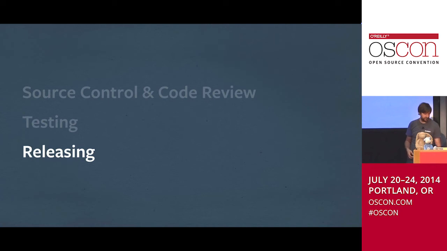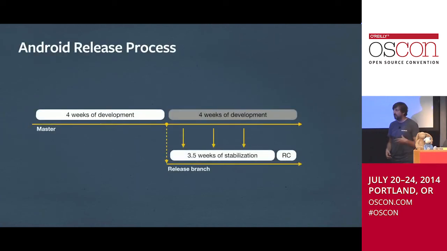So, releasing. On the web, we release twice a day. We do a major push once a week, but every day, twice a day, we push. We can't move that fast on mobile. It would be really nice if someone figures out how to do that. Do let us know. But what we do is a 4-week-long development process.